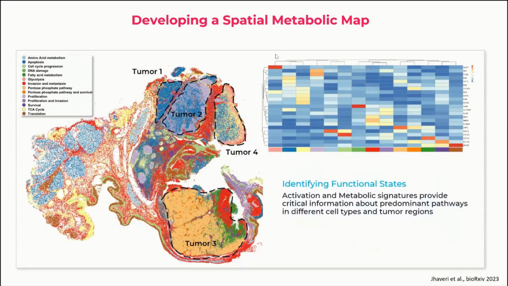And so we took this data and we developed what's called a spatial metabolic map of the tumor. So you can see the pentose phosphate pathway is enriched for in tumor region 3. You've got fatty acid metabolism on the periphery and DNA damage. And then you've got expression of MMP9 and a number of EMT-like markers on the periphery of tumor region 3.